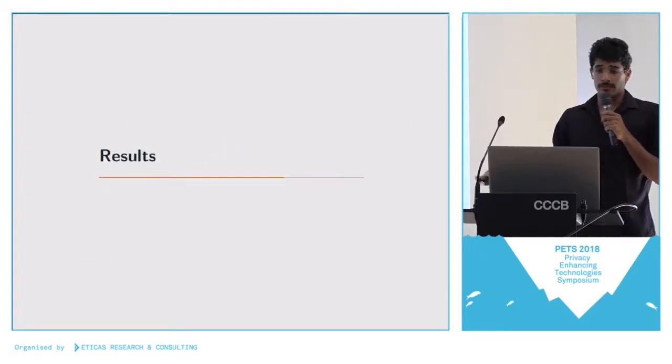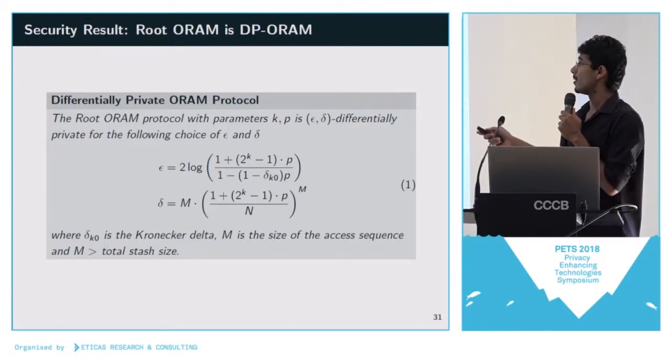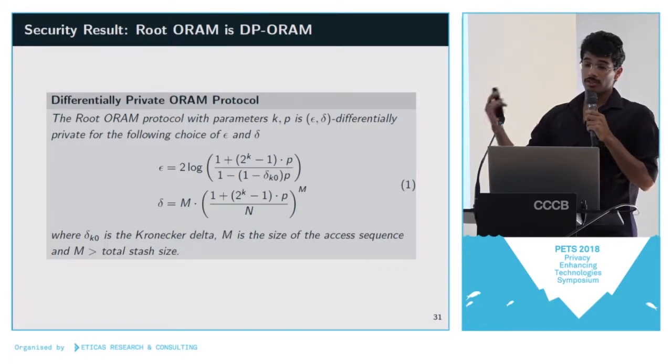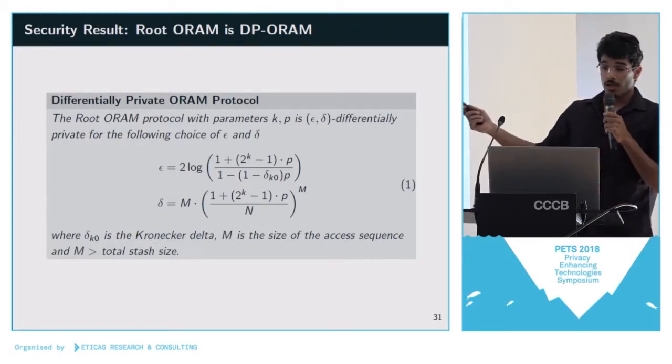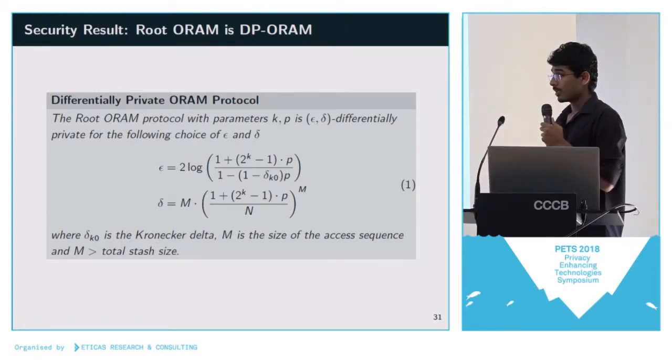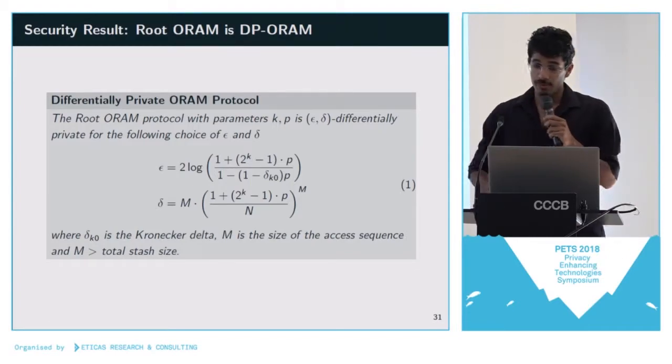So I'll move on to the results. First I'll showcase the theoretical results. We show that the above described protocol actually satisfies epsilon-delta differential privacy for the following choice of epsilon and delta. This really shows that Root ORAM is a differentially private ORAM for the following choice of parameters.